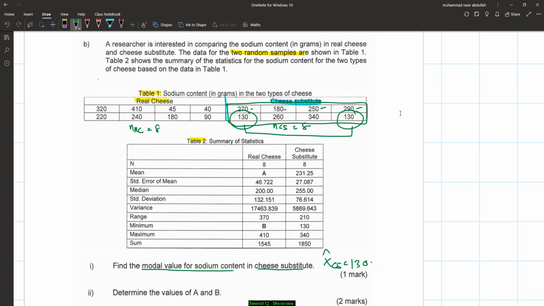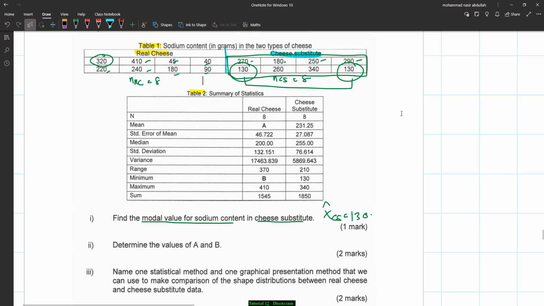For real cheese, if you look at real cheese, 320 appears one time, 220 single times. So it's more sekali satu kali kan. So there is no mode or modal value in real cheese, sebab dia tak ada langsung yang appear many times. Right? So determine the value of A and B.